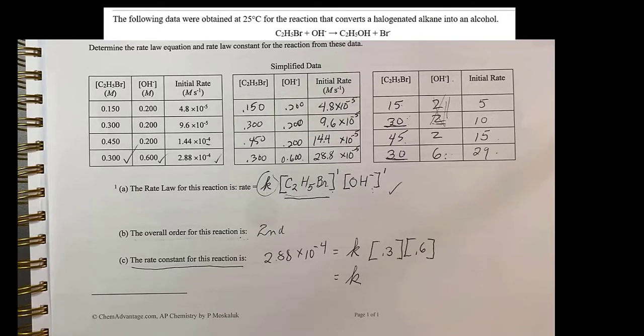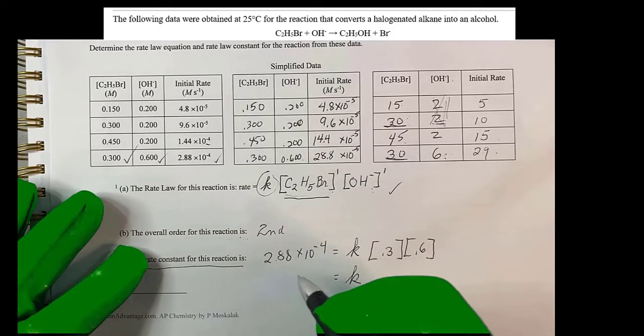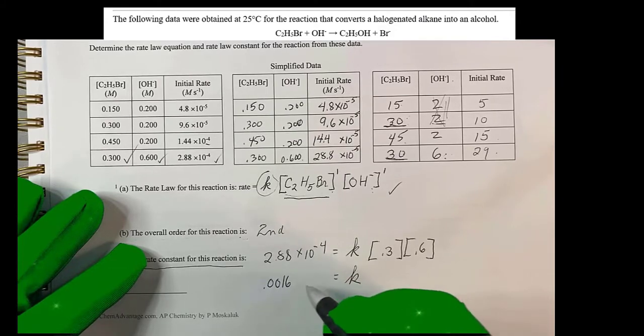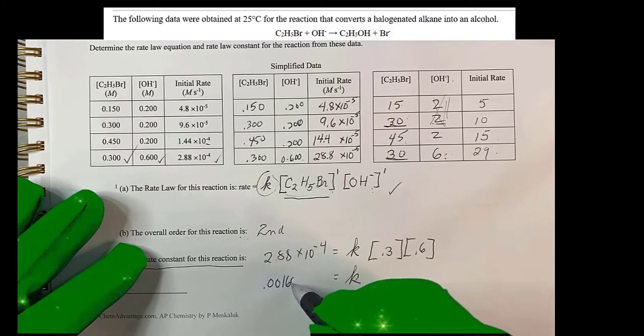Alexa, 2.88 times 10 to the negative 4 divided by 0.3 divided by 0.6. 2.88 times 10 to the power of minus 4 divided by 0.3 divided by 0.6 is 0.0016. Okay, well, Alexa has got her answer there, 0.0016. I'll put a third significant digit in there. That's valid.